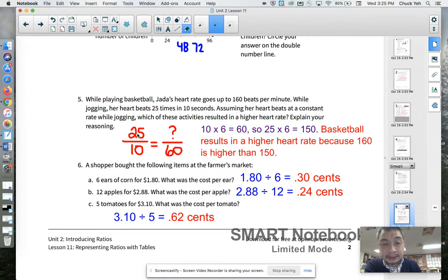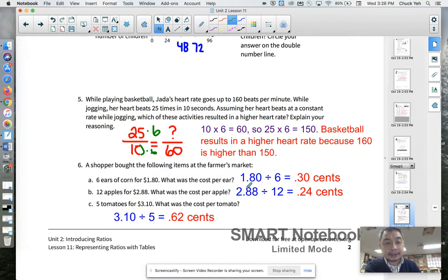Here's another way you can do this. 25 over 10 and then 60 here. 10 times what is 60? 6, right? So it's 6. So then you would multiply the top by 6. So that's why it's 150.